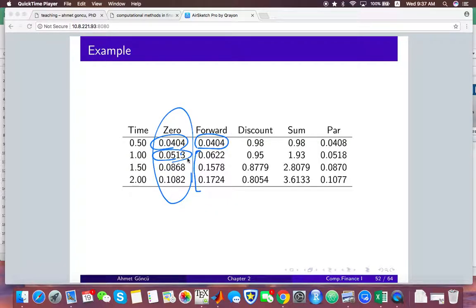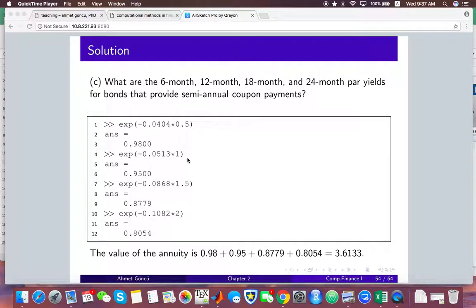The next thing you can do is go to the par yield calculation. And remember, in order to do the par yield calculation, first we need to calculate the discount factors for each of these zero rates. And for each of these zero rates, you can calculate these discount factors. You can see this is the zero rate for the half year, and this is for 1 year, 1.5 and 2 years time. So these are the discount factors for these given times to maturity.